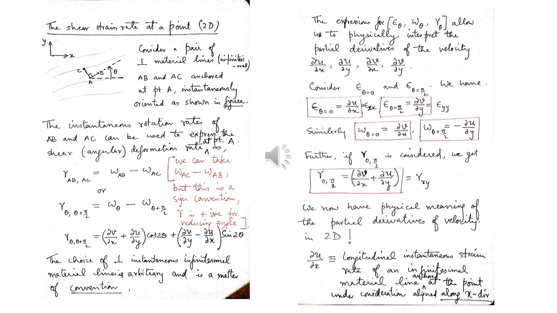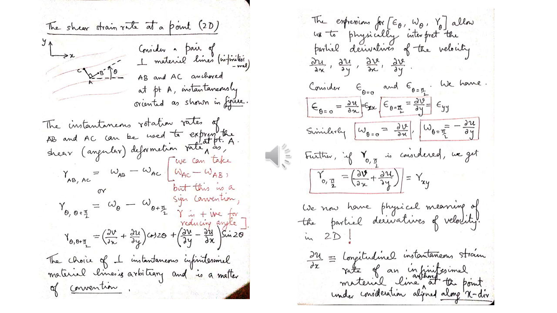So the appropriate choice of symbol is gamma xy for this quantity, reminding you of the orientation of the pair of perpendicular infinitesimal material lines along x and y. So we now have a physical meaning of the partial derivatives of velocity components in 2D. Okay, this second objective is over now.